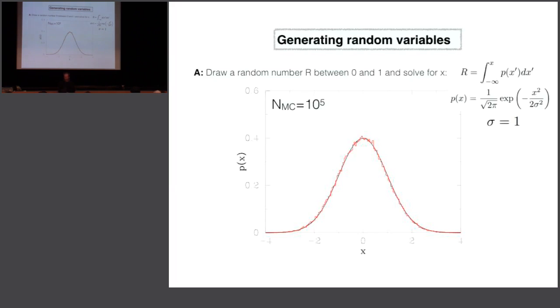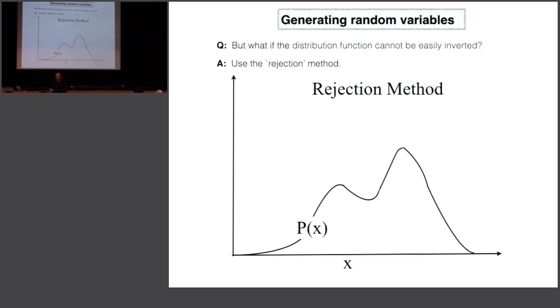The nice thing, of course, about this Gaussian is that you can analytically invert it. Right? So that's nice. This equation, you can invert it and write down an expression for x once you have generated r. So it's very simple. However, in general, our distribution functions cannot be inverted at all.